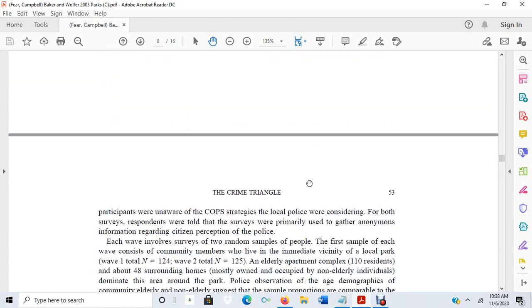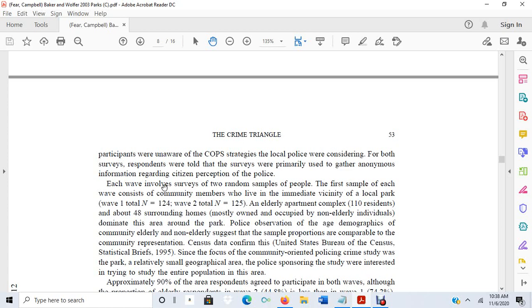Okay. Each wave involves surveys of 2 random samples of people. The first sample of each wave consists of community members who live in the immediate vicinity of a local park, an elderly apartment complex, and about 48 surrounding homes that dominate this area around the park.